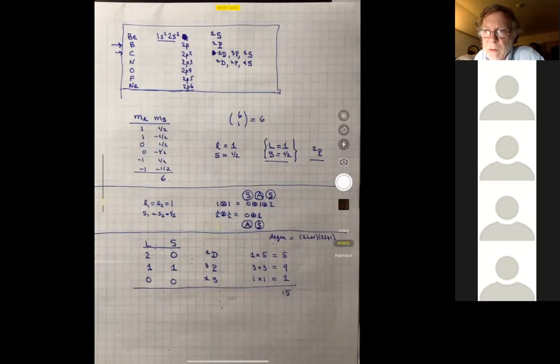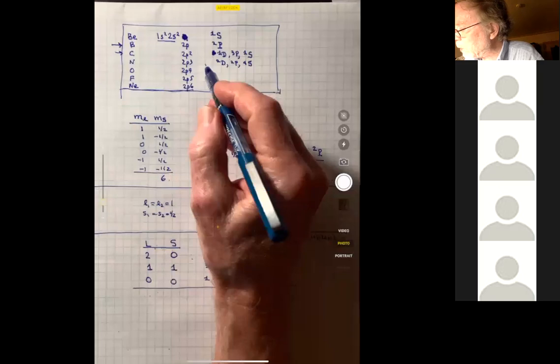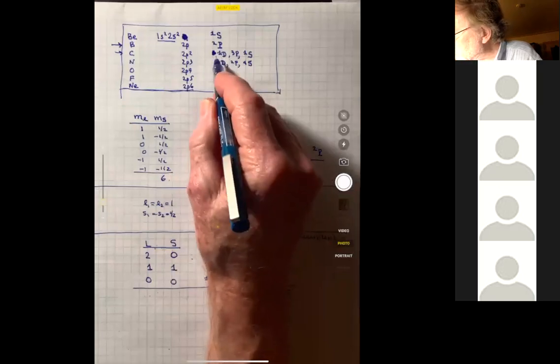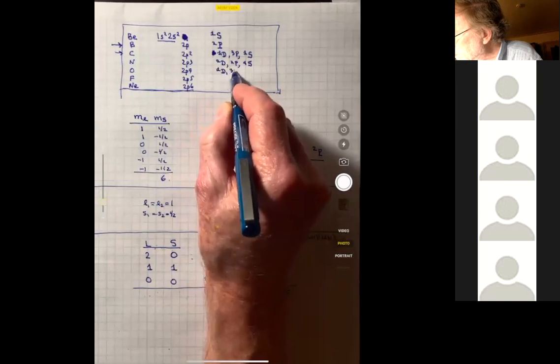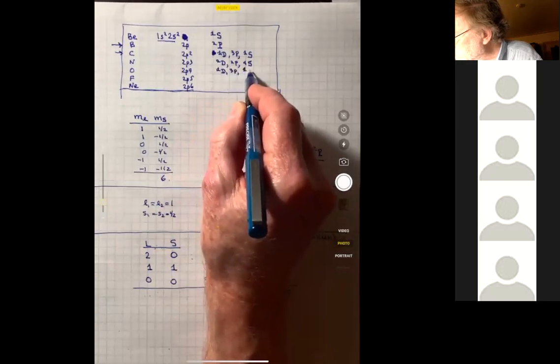It's easy enough to show that. But what it means is that if I go through the tabular method again, or any method for finding the multiplets in the case of oxygen, I'll end up with the same ones as in carbon, because of the equivalence of electrons and holes. So for oxygen, just copying the carbon results, we have singlet D, triplet P, and singlet S.